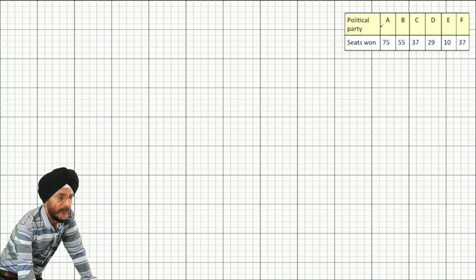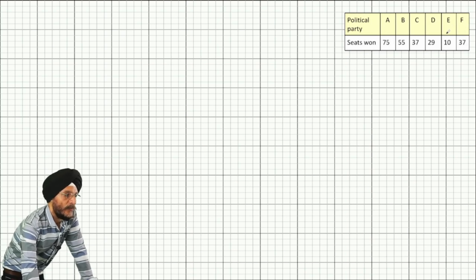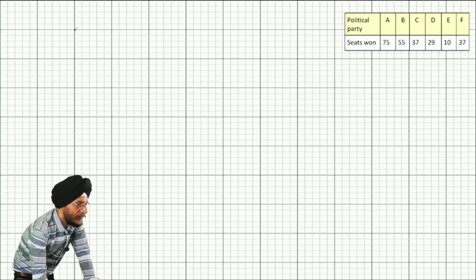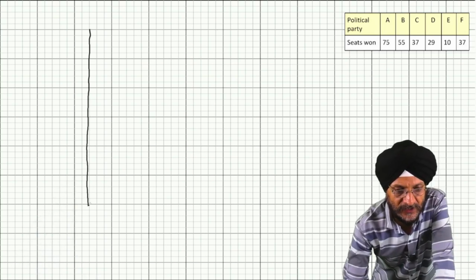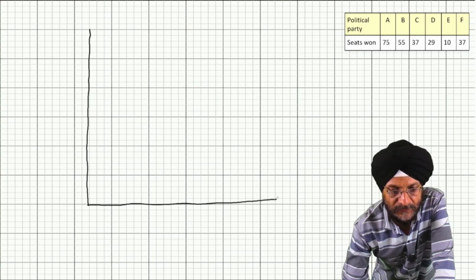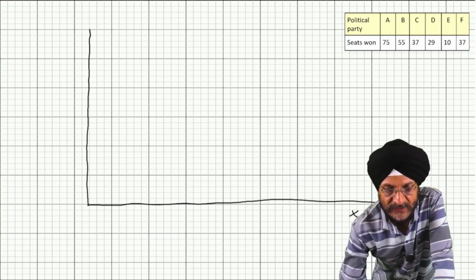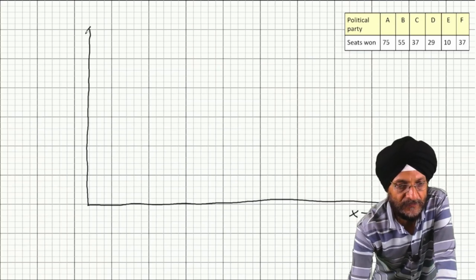That is, this is the political party, these are the names, and these are the seats won. We are to draw the bar graph. So here we draw the bar graph. Suppose we will take from here. We will draw the line. This is the x-axis. This is the y-axis.